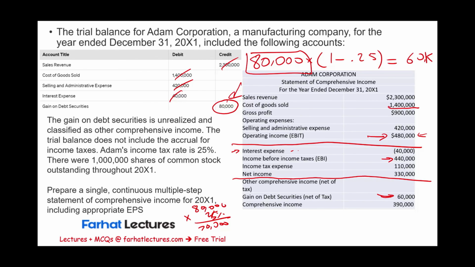Now, comprehensive income is you take net income plus, if it happens to be a gain. If it's a loss, it's a minus. 330,000 plus 60,000 is equal to 390,000. Now, earnings per share is 0.33, which is taking net income and dividing it by 1 million shares. And we'll talk later on about earnings per share.